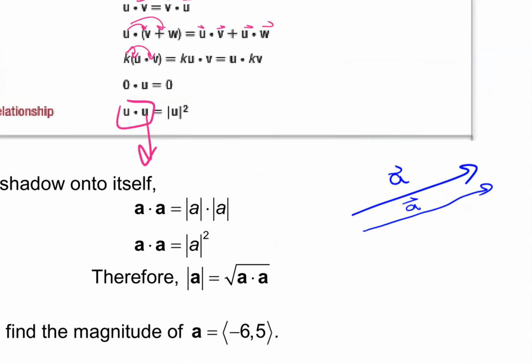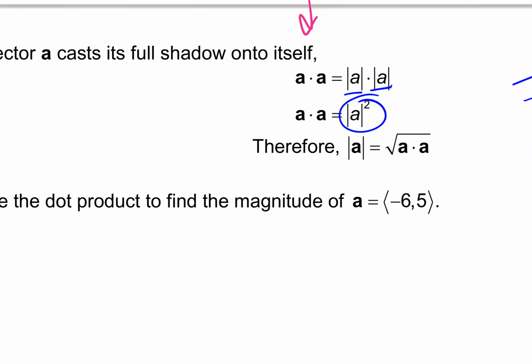How much of the shadow of A is cast onto A? Well, the answer is all of it. So if I do the dot product, it's just going to be the magnitude times the magnitude, which is literally the magnitude squared. So another way of saying it is the magnitude is just the square root of the dot product.